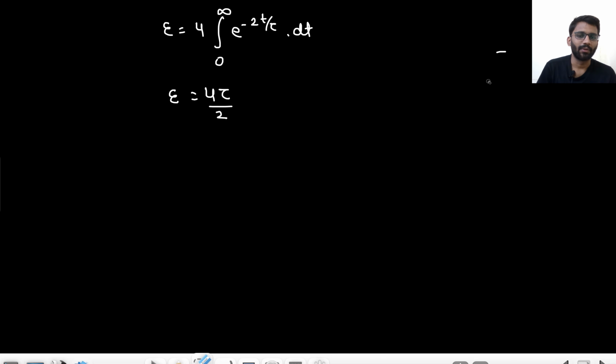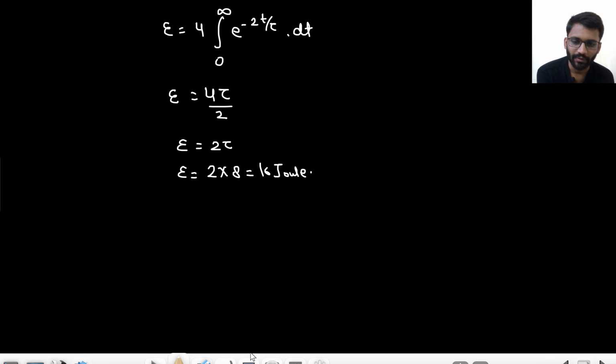E to the power minus at into ut from 0 to infinity would be just the reciprocal of the coefficient of t. So 4 tau by 2, so it would be 2 tau. So simply 2 into 8, that means 16 joule. So this would be your final answer.